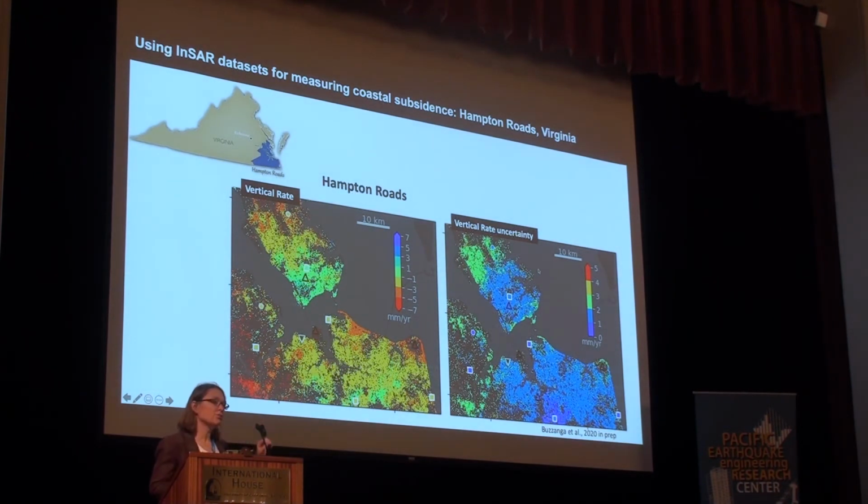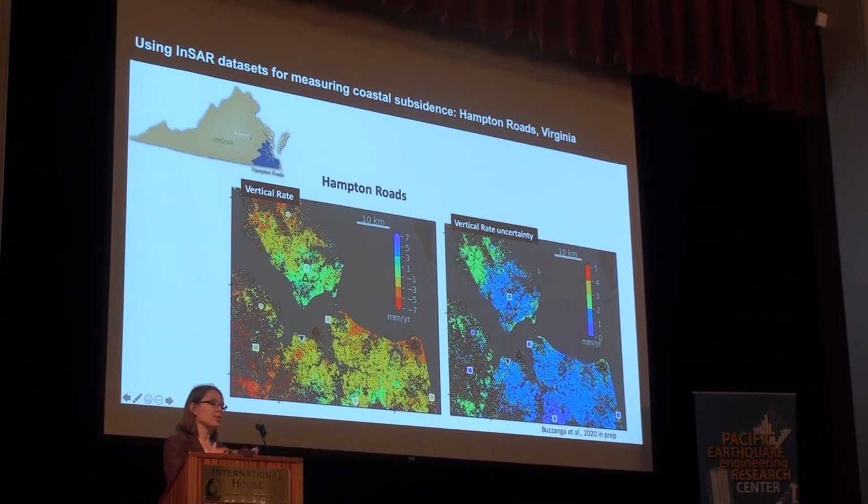Another key application for this type of technology is looking at subsidence along the coast. So this is an example from David Beckert, research scientist at JPL, who has looked at the Sentinel data and looked to see what type of subsidence is happening within the Hampton Roads area in Virginia. So this is on the East Coast. This is an area where there's a lot of infrastructure, there's a naval base, there's a lot of people living in this region, and it's being affected by sea level rise.